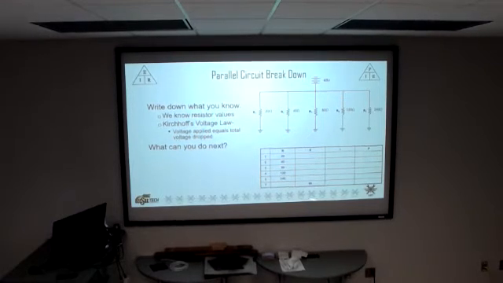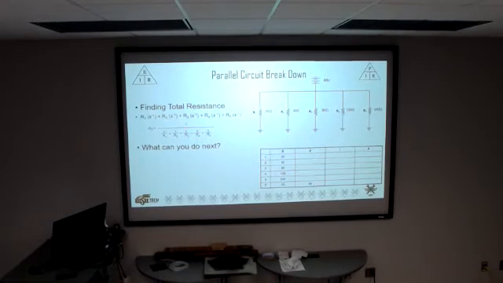Okay, so we're going to take our 48 volts and we're going to apply it as a voltage drop across all the resistors. Finding total resistance in this one, your total resistance will always be less than the smallest resistor. It will never be more than. So when you guys are figuring out your total resistance and it's higher than your lesser resistor, you did something wrong.